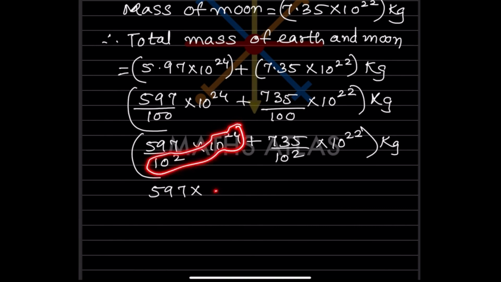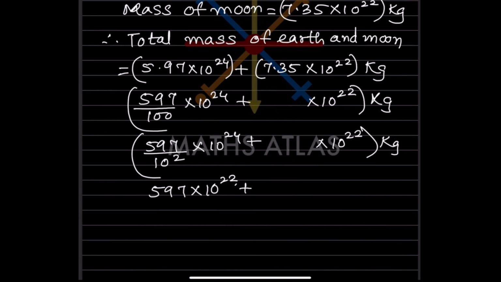So that is going to be 24 minus 2, that is going to be 10 raised to 22. So 10 raised to 22. And one more thing we can do here. Now this is 10 raised to 22. So we can do one thing. We can keep this number as 7.35, so it will be easier. Let us keep it here.